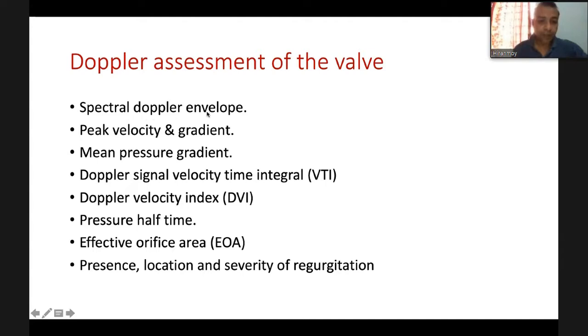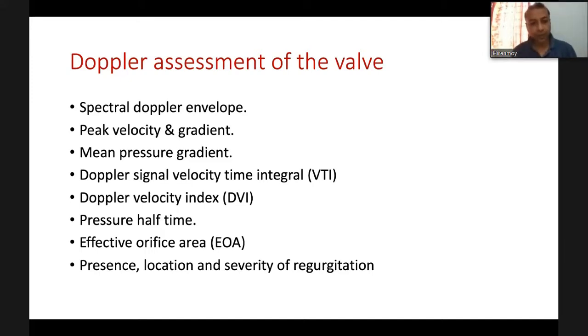Which Doppler? Spectral Doppler envelope. You have to see the contour of the spectral Doppler envelope. By looking at the contour of the spectral Doppler envelope, you can assess some sort of pathology, whether there is stenosis or not. Peak velocity and gradient, mean pressure gradient, Doppler signal velocity time integral, also called VTI, Doppler velocity index, pressure half time, effective orifice area, presence, location and severity of regurgitation. So for Doppler assessment, you have to look at these parameters one by one.